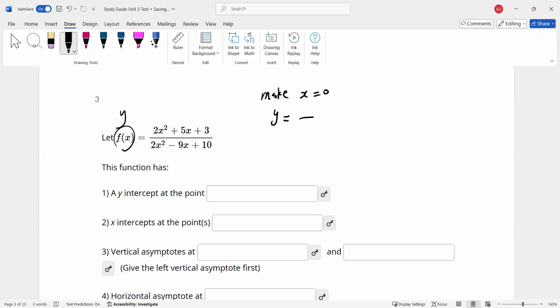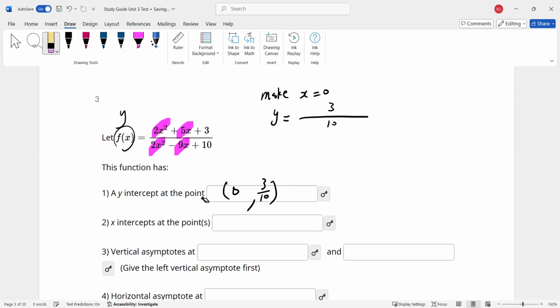We have y equals, since x equals 0, that means this part disappears, becomes 0. This part becomes 0. This part becomes 0. This part becomes 0. So numerator, we only have 3. Denominator, we only have 10. So 3 over 10 would be the value of y when x equals 0. So the y-intercept, this specifies a point. So I believe you're gonna enter an ordered pair like this, okay? At a point 0, 3 over 10.